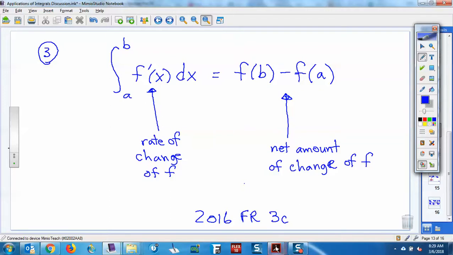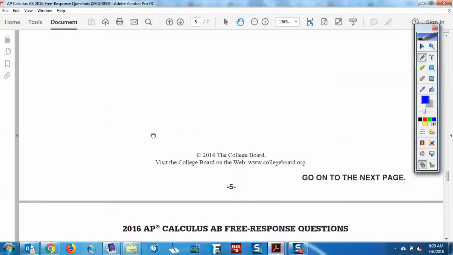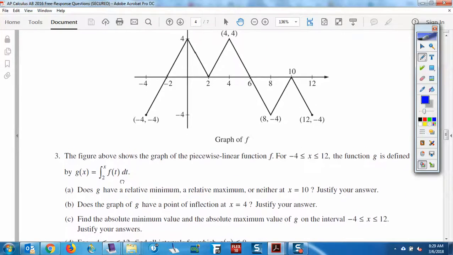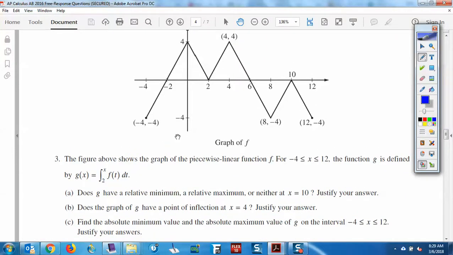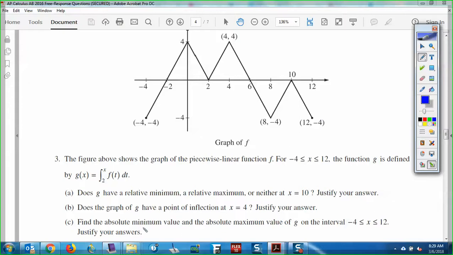Okay, let's go to 3C. Let's go to 3C in that package. Okay, all right, so now this is f, so it doesn't really matter here what f is. So how does this connect? It says find the absolute minimum value and the absolute max value of G on the interval -4 to 12. Now here's G right here. So what does this have to do with net amount of change? G is going to be the net amount of change. Well, here's what it has to do with.